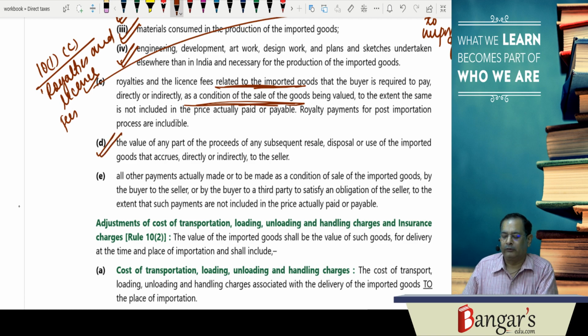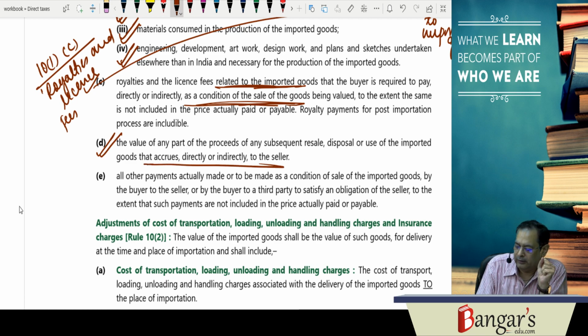Now besides this, the value of any part of the proceeds of any subsequent resale, disposal or use of the imported goods that accrues directly or indirectly to the seller.